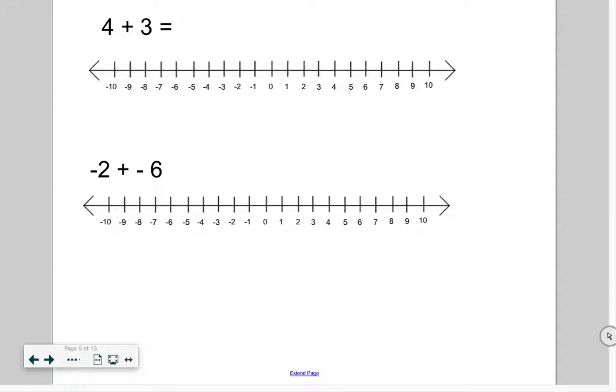So, we're going to practice this on a number line. I've already given you your number line. We're going to show how this looks for 4 plus 3. So on your number line, we're going to start at 0, and we're going to draw a line, and we're going to add 4 positives. 1, 2, 3, 4. And we're going to put our line in there to show that positive 4.